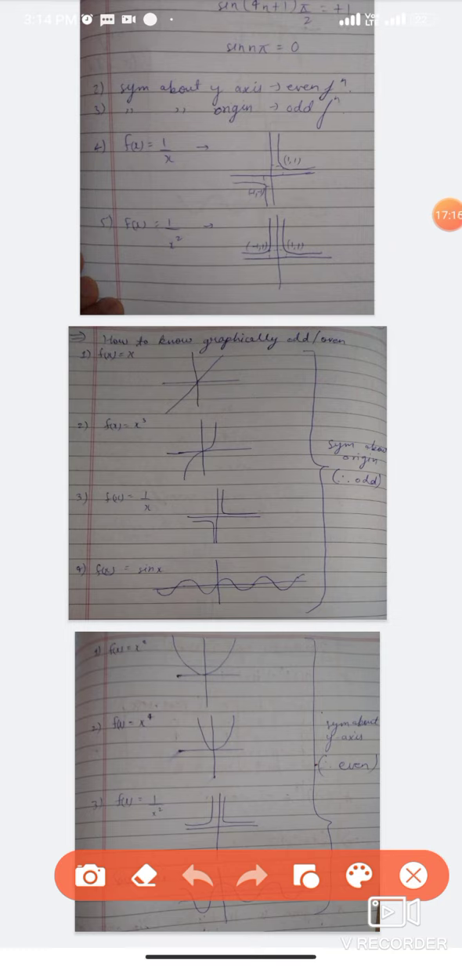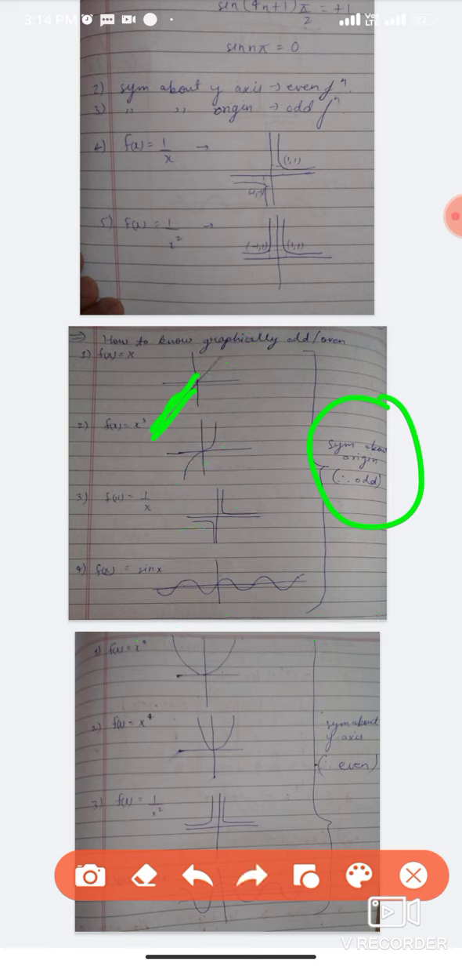Then how do we know graphically that a function is odd or even? Symmetric about the origin is an odd function, as we have discussed above. So this is symmetric about the origin. Here also the same thing, and here the same thing.